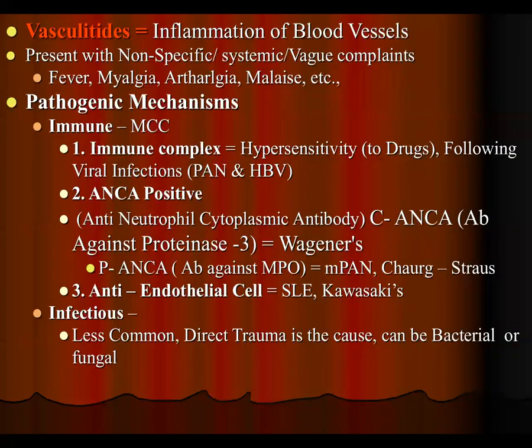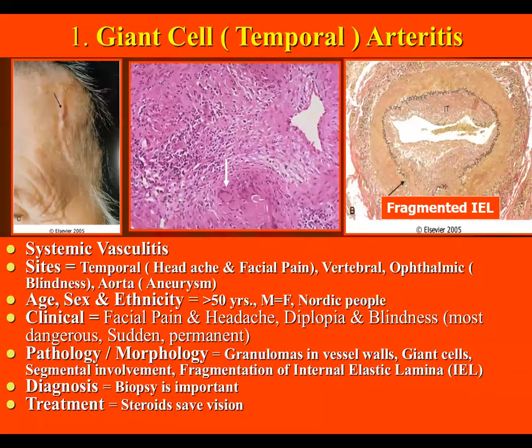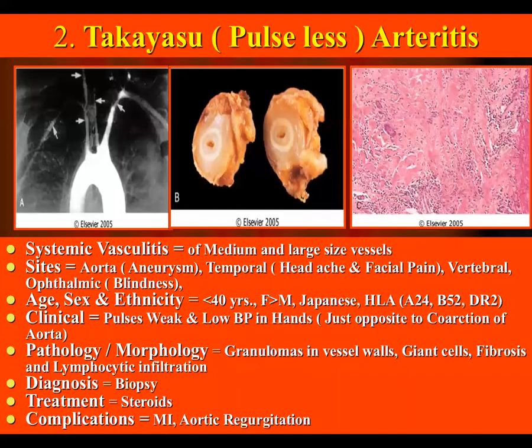Now we can see, one by one, the microscopic and gross features of giant cell or temporal arteritis. There is focal granulomatous response, and within the vessel wall, intimal and medial blood vessel fibrosis can be found. Large blood vessels can also be involved, including the aortic arch, and we can also see focal fragmentation.